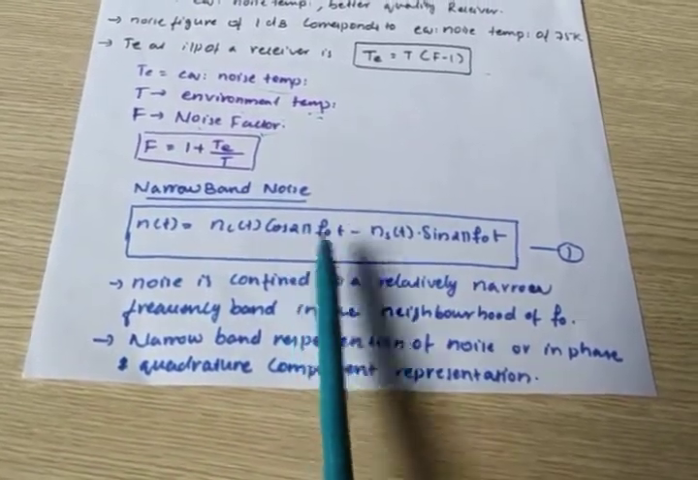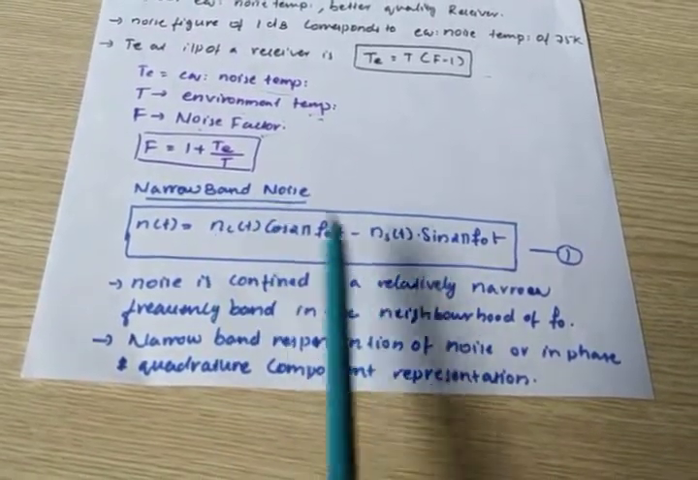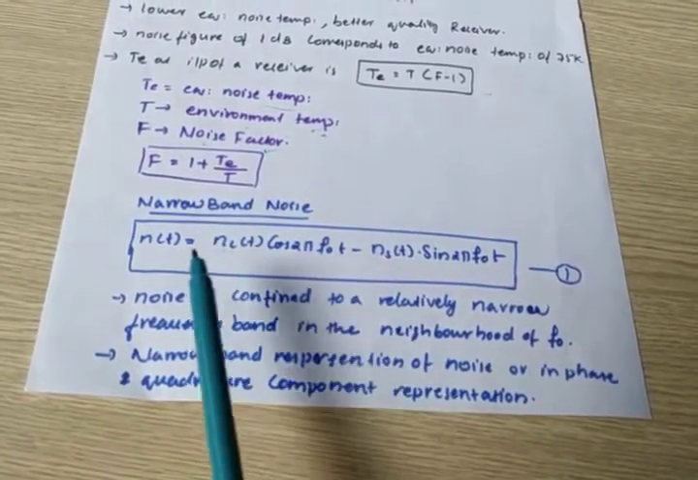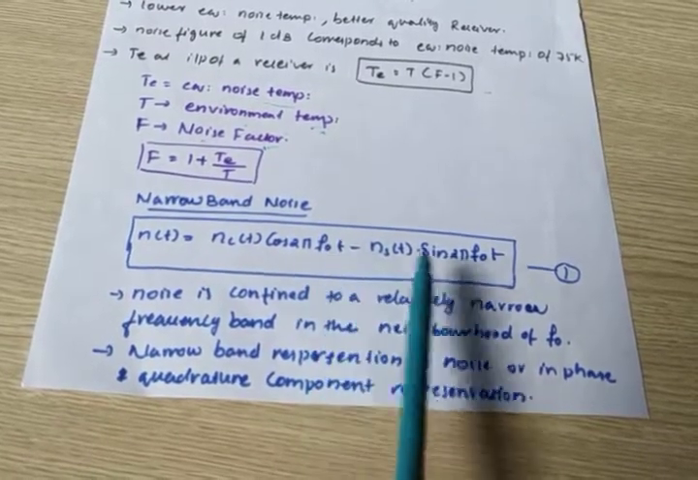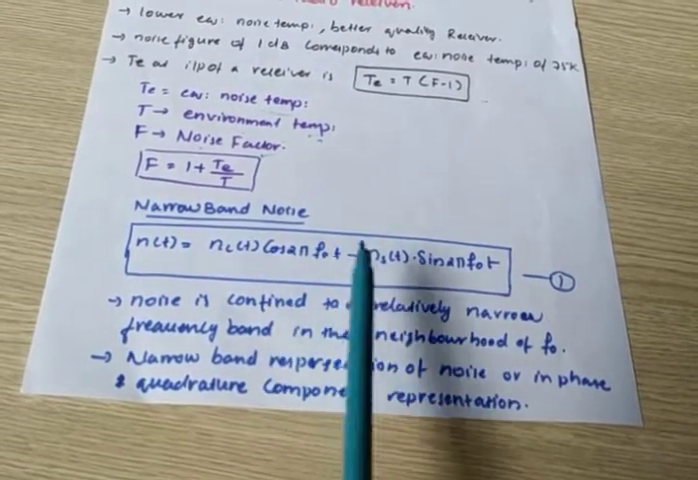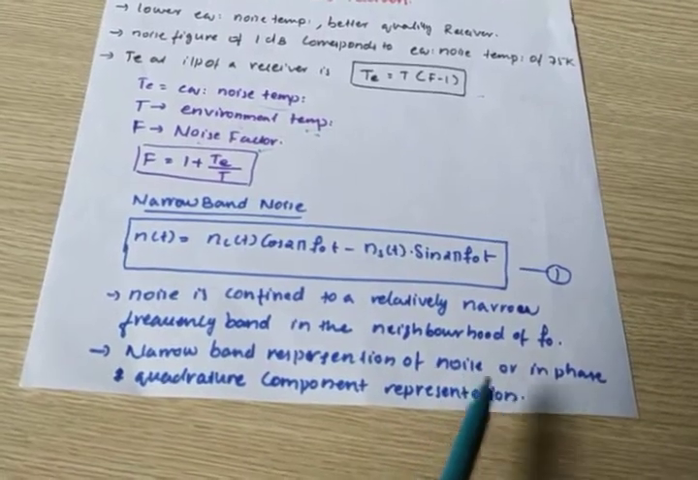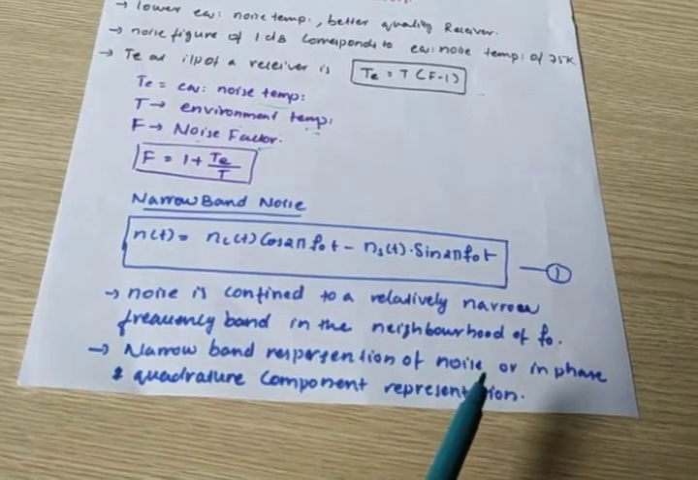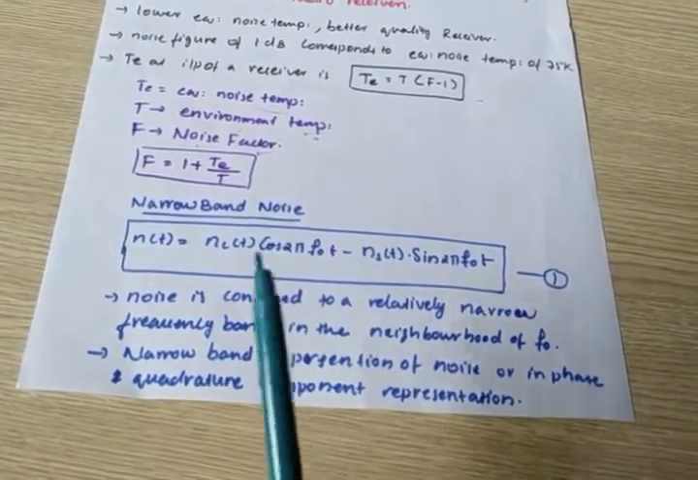It has a cos component, which we call the in-phase component, and a sin component, which is the quadrature component. That means noise is affected in a narrow band in the neighborhood of f0. Nearer to f0 the noise is affected, so it is a narrow band frequency. This equation represents the narrowband representation of noise, or the in-phase and quadrature component representation.